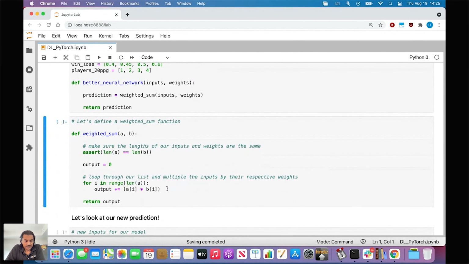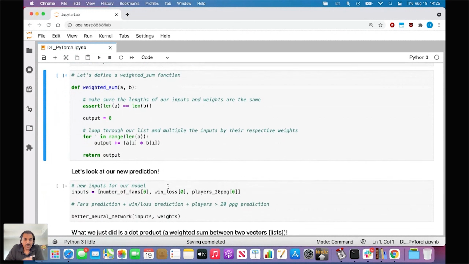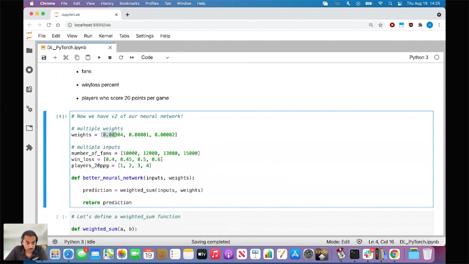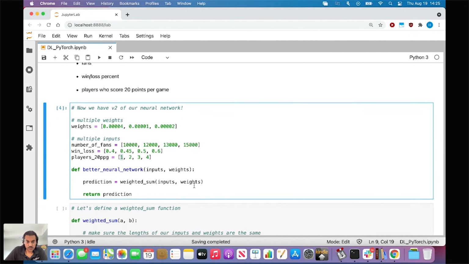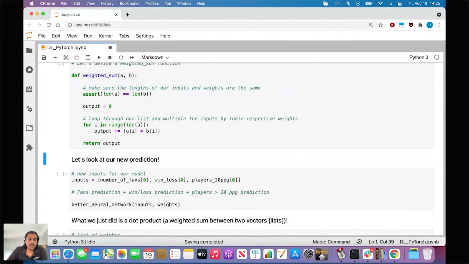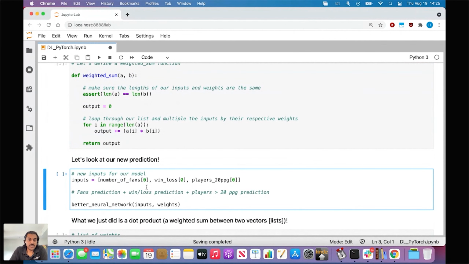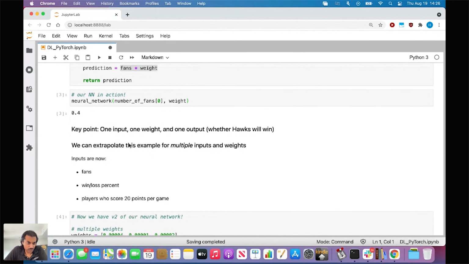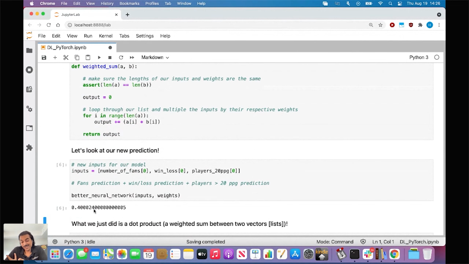Okay, now that we've defined our weighted sum, we're going to multiply this weight with this fan count, this weight with this win-loss percentage, and this weight with this player's points per game. We're going to combine them together, and then we're going to make a better prediction. So it looks like we went from 0.4 to 0.40, a little bit better.